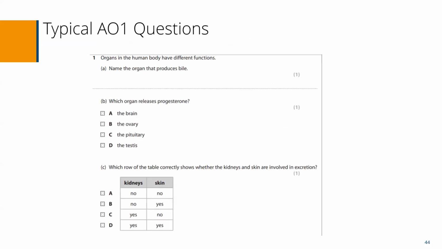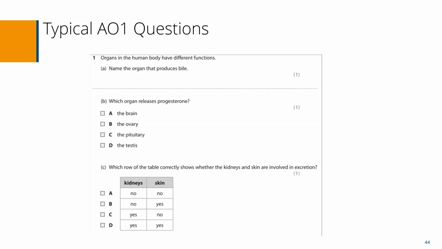So here's some typical AO1 questions, different styles of questions, but still all AO1. Basically what it's saying is, name the organ that produces bile. 1 mark, 1 right answer. The answer is liver. There's no alternatives. They know it or they don't know it.